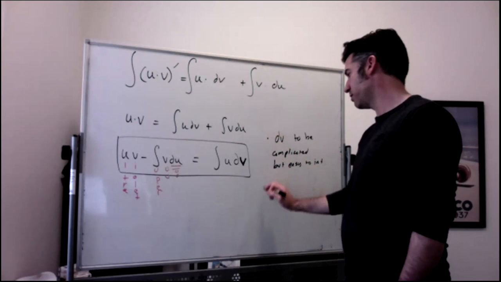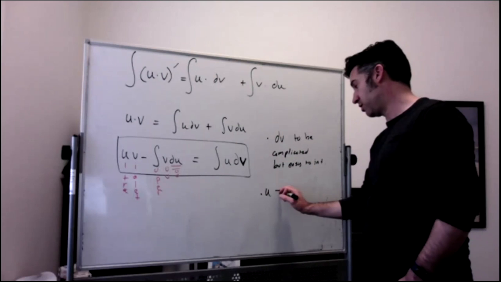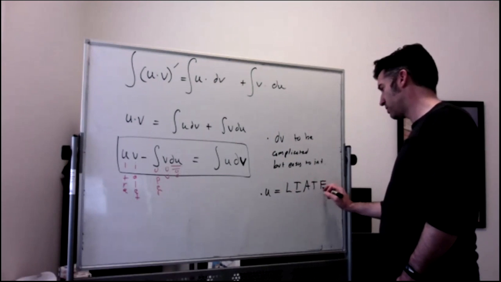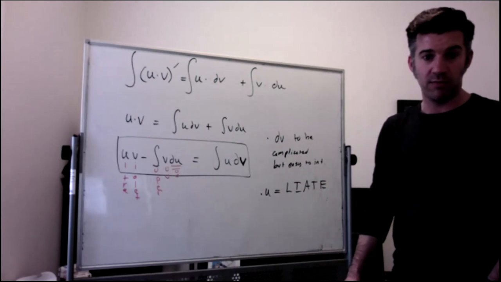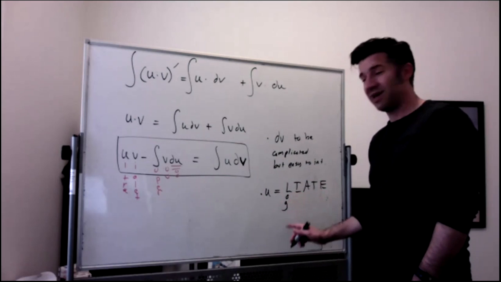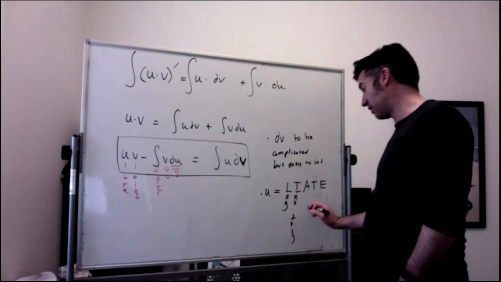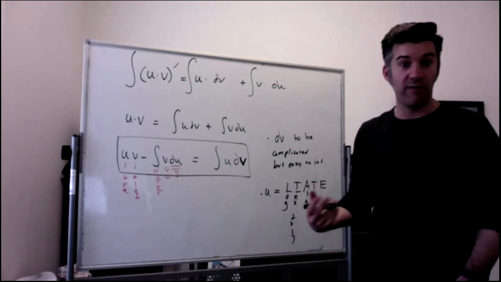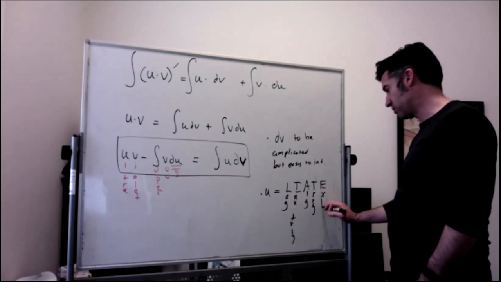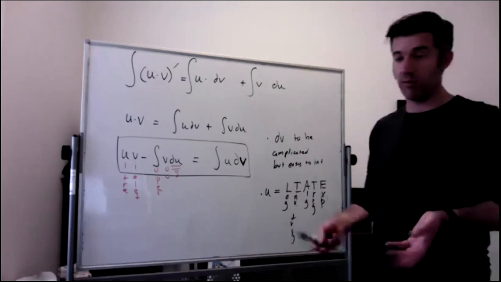U, on the other hand, we often pick in this way. We often pick u to be the first thing that shows up in this acronym, LIATE, where L stands for log, I stands for inverse trig, A stands for algebra, meaning a power of x, T stands for trig, and E stands for exponential. You're almost never letting u equal e to the something when you're doing integration by parts.